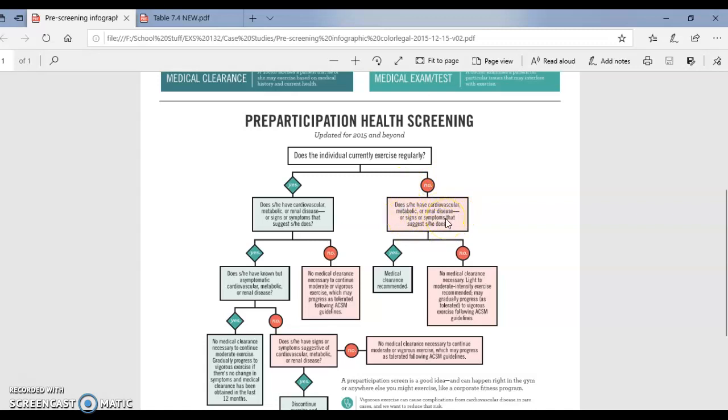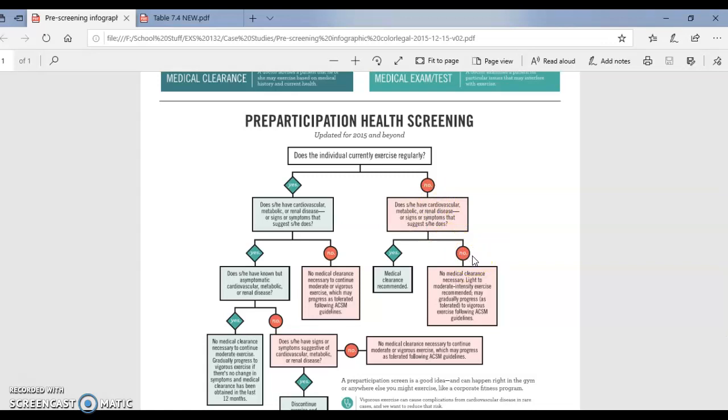So does she have any cardiovascular, metabolic, or renal disease or signs or symptoms that suggest that she does? She didn't say anything about high blood pressure or diabetes. We didn't get any of that information, and nothing was listed that she had any signs or symptoms of any of the diseases. So again, that would be no. So follow the flow chart down. So no medical clearance is necessary.